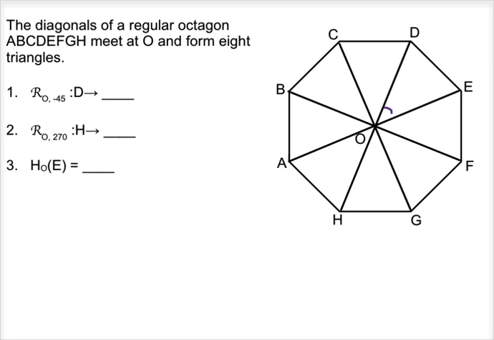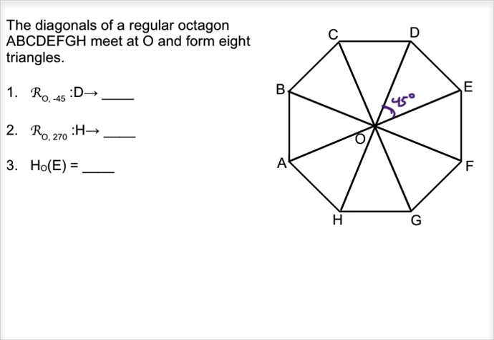So I know that it's an octagon. A complete circle is 360 degrees. If I divide that by 8, I get that each of these angles are 45 degrees. So all of these angles inside here are 45 degrees. And now that's going to be quite helpful.